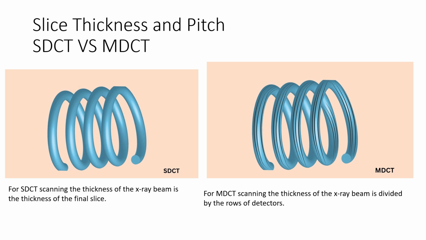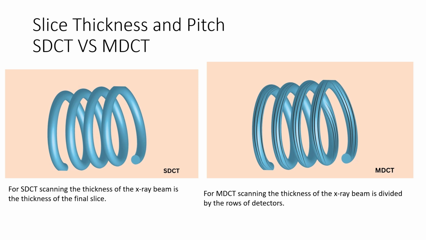Slice thickness and pitch: single detector CT versus multi-detector CT. For multi-detector CT, the beam collimation and slice thickness are no longer the same. As you can see here, in these two images, for the multi-row detectors the thickness of the X-ray beam is divided into rows of detectors, compared to the single slice CT scanner, in which the thickness of the beam is the thickness of the final slice.